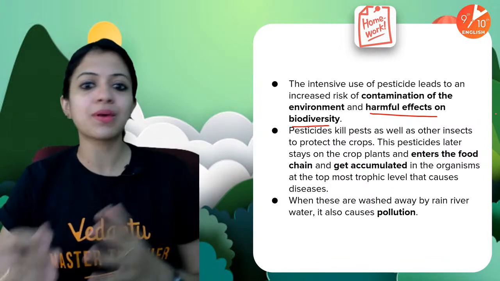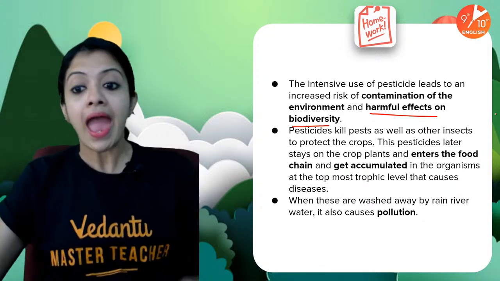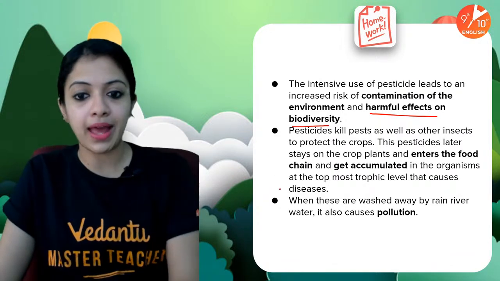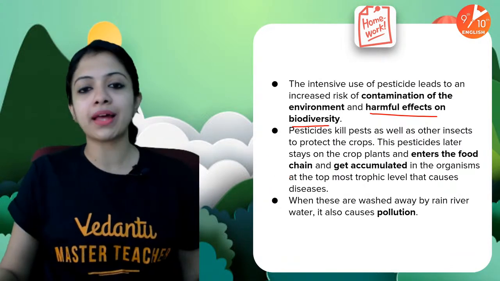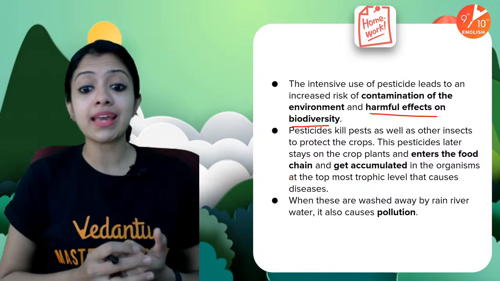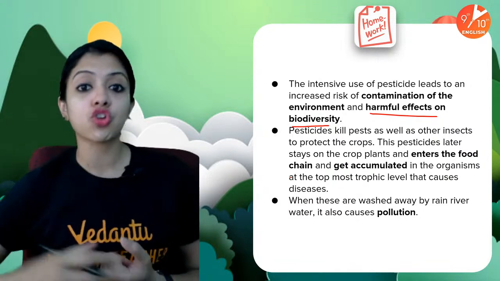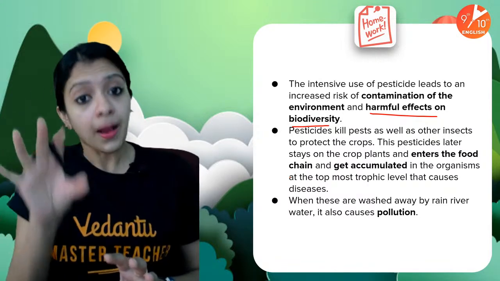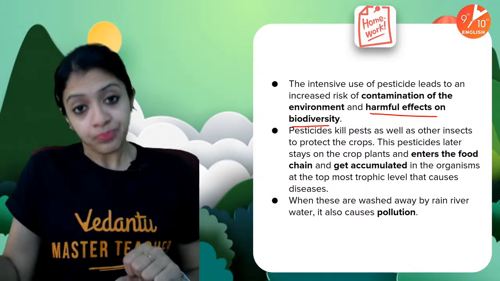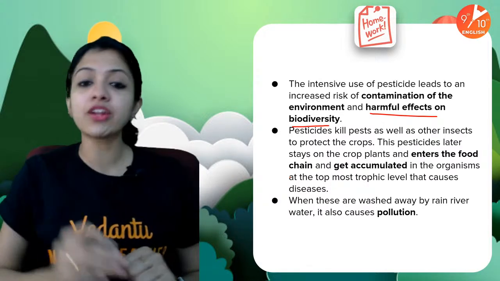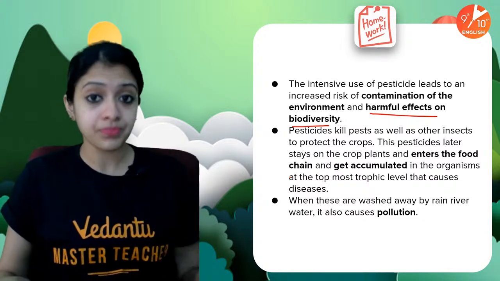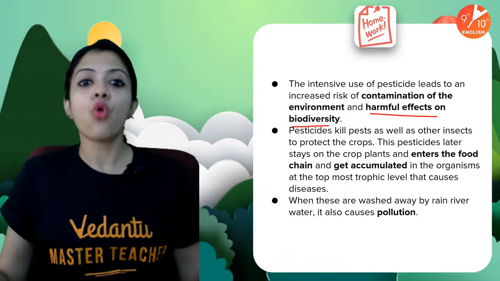Pesticides kill pests as well as other insects to protect crops. These pesticides later remain as residues on the croplands. As such, if they remain on crop plants, what do you think happens? They end up entering the food chain, right? And they get accumulated in the organisms in the subsequent trophic levels of the food chain, which means primary consumers which eat the plants, secondary consumers which feed on the primary consumers, the tertiary consumers which feed on the secondary consumers, and so on. And when these are also washed away by rain water, it also causes water pollution.